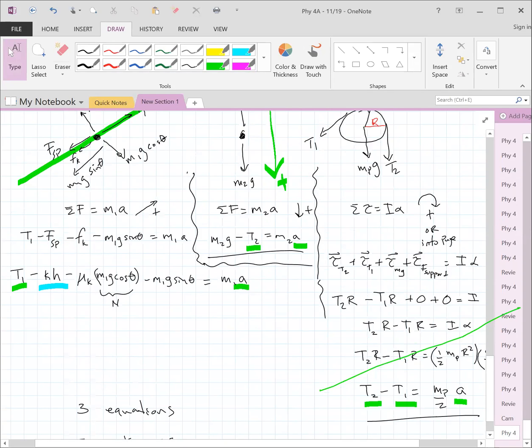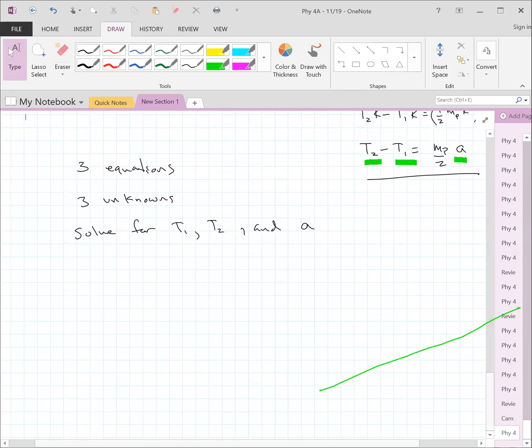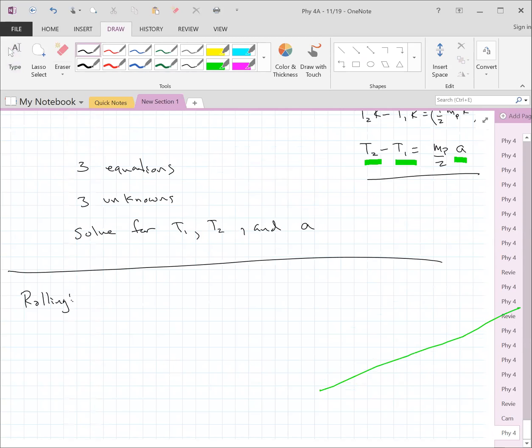So what I want to do is talk about rolling, because a lot of times with problems that involve energy and rotational motion, we've got something rolling down a hill, and we want to know how fast it's going when it gets to the bottom of the hill, something like that. So let's talk about rolling. So rolling is kind of complicated. What you've got is this situation.